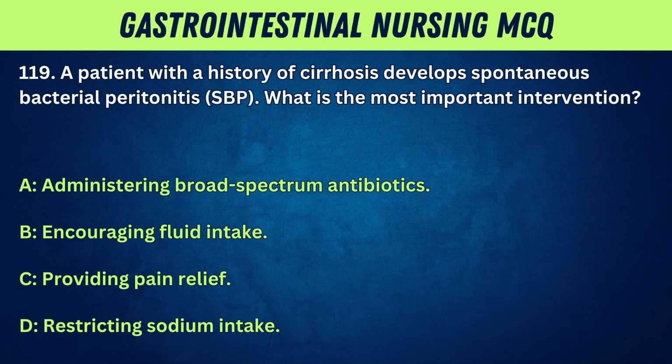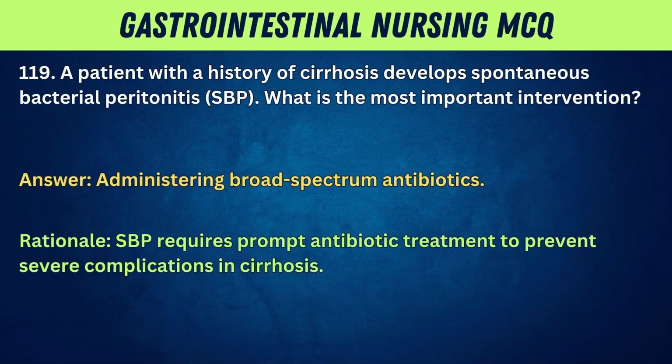119. A patient with a history of cirrhosis develops spontaneous bacterial peritonitis, SBP. What is the most important intervention? A. Administering broad-spectrum antibiotics. B. Encouraging fluid intake. C. Providing pain relief. D. Restricting sodium intake. Answer: administering broad-spectrum antibiotics. Rationale: SBP requires prompt antibiotic treatment to prevent severe complications in cirrhosis.